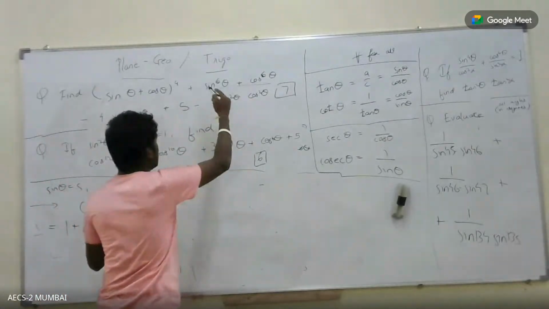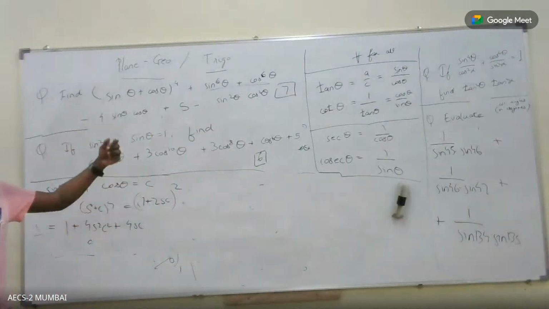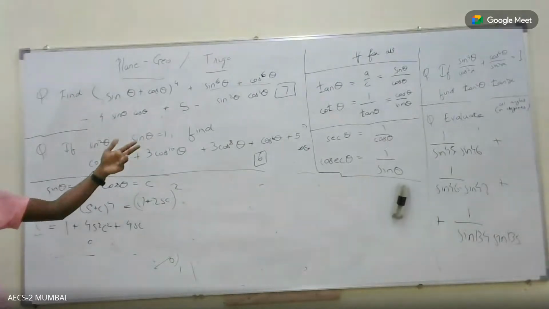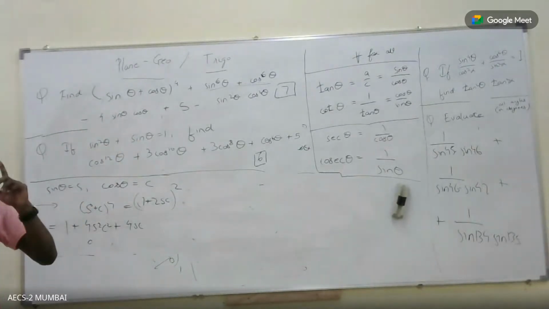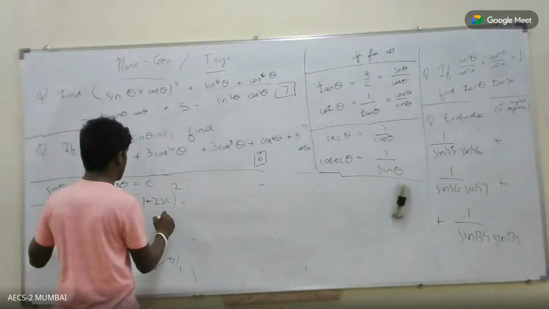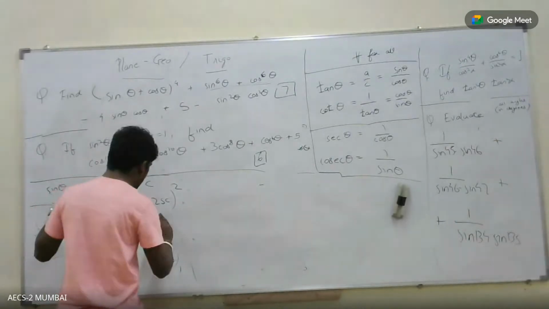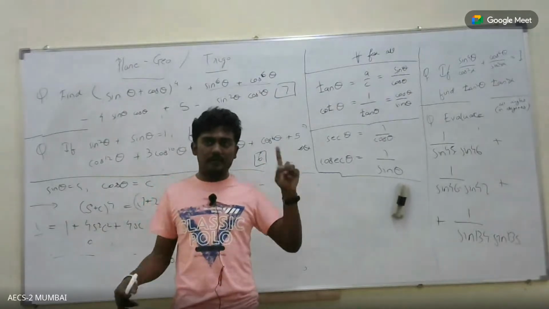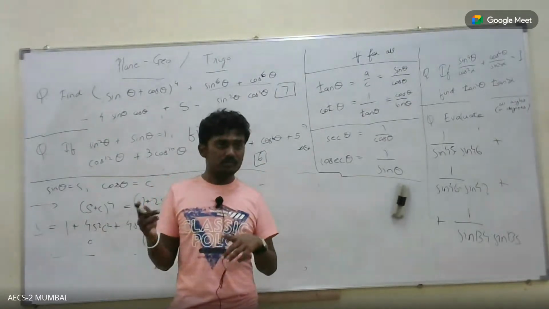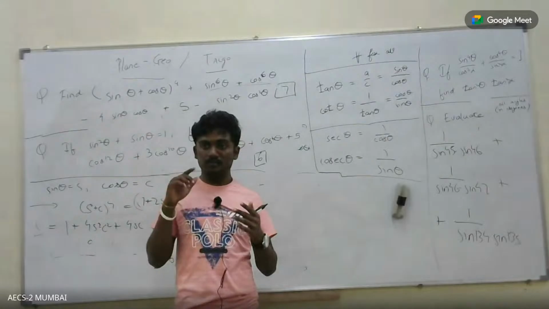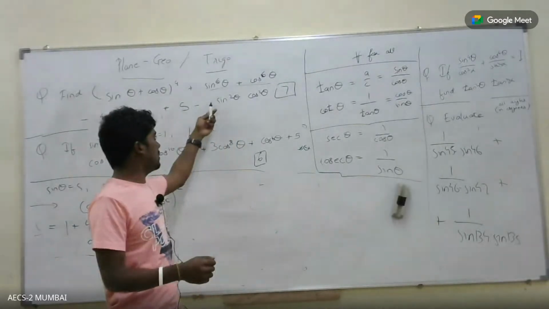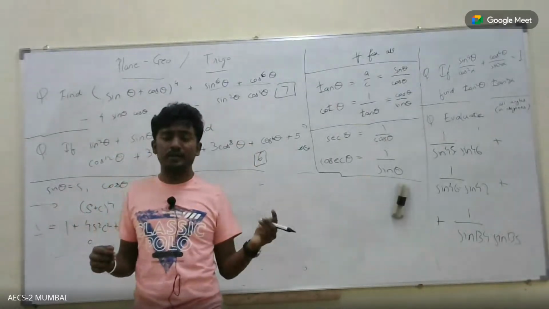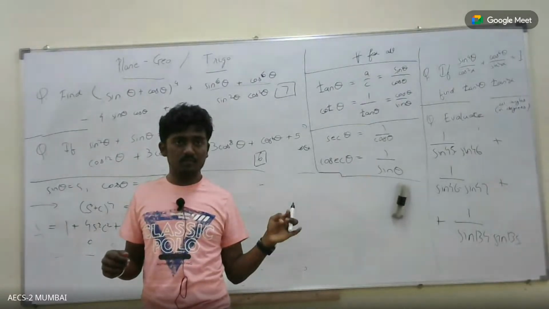What is this? You've just seen in the previous exercise that sin 6 theta plus cos 6 theta is equal to what? 1 minus 3 sin square theta cos square theta. Right. Everyone say it once. Sin to the power 4 theta plus cos to the power 4 theta is equal to what? 1 minus 2 sin square theta cos square theta. Good. And sin to the power 6 theta plus cos to the power 6 theta is equal to what? 1 minus 3 sin square theta cos square theta.